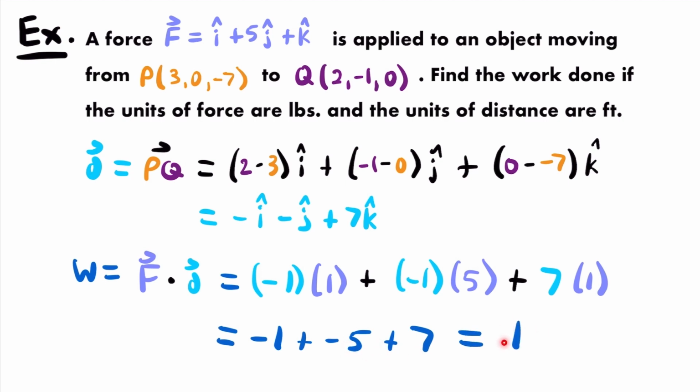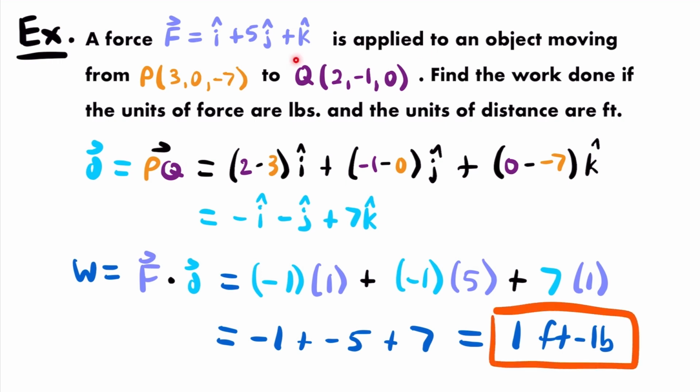But in this case, that's not going to be our final answer. We also need to tack on some units because we are told to find the work done if the units of force are pounds and the units of distance are feet. In other words, our work units are going to be foot-pounds. So in this case, our work is equal to 1 foot-pound. Since it's just 1, I'm not going to write the s there. The work is just a single foot-pound. Okay? And so that is the final answer to this example.